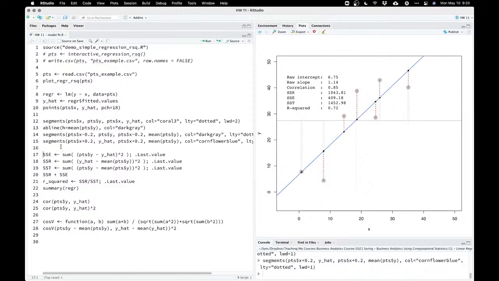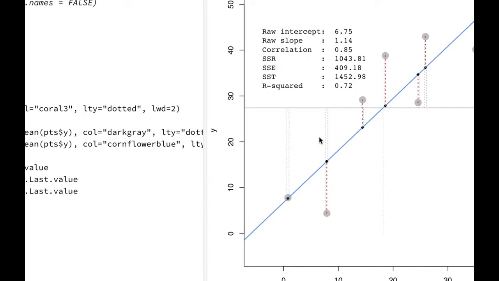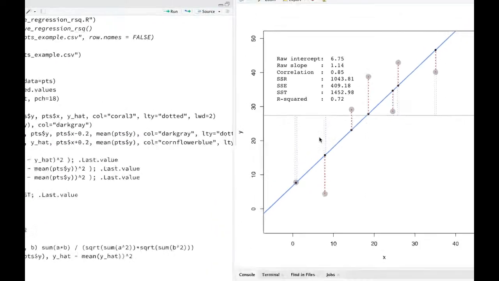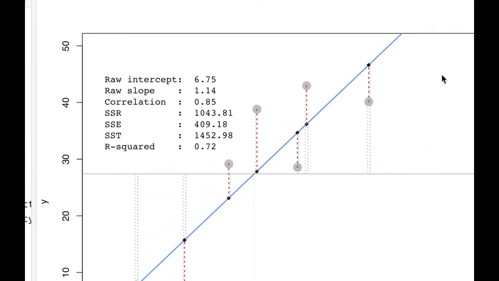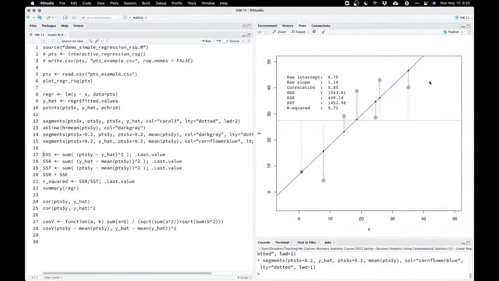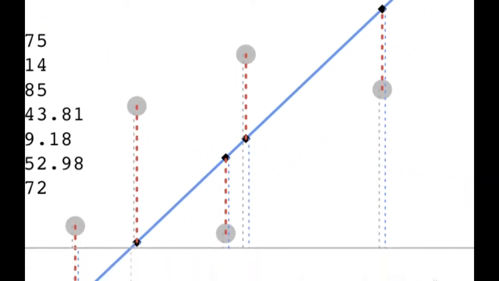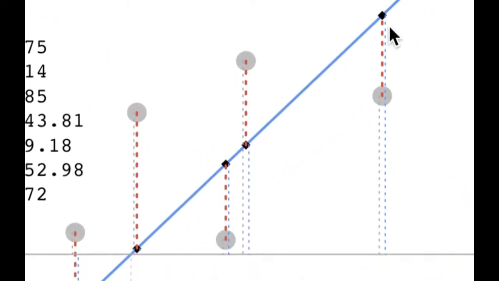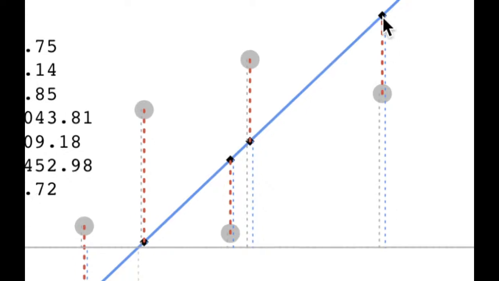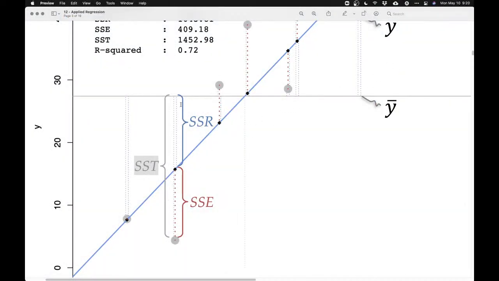And then the last of all is some blue lines. I'm drawing some blue lines. It's very faint, but you have to bear with me here. From the regression line down to the mean, or up to the mean in this case.